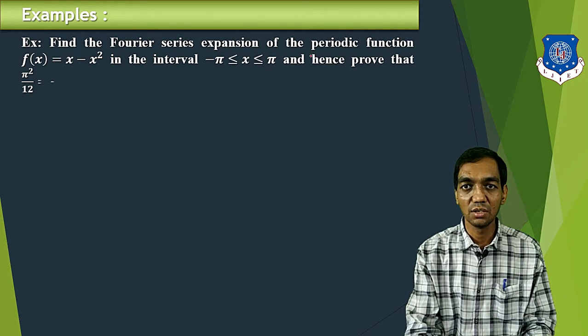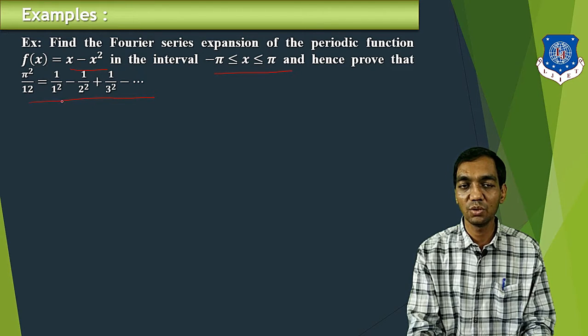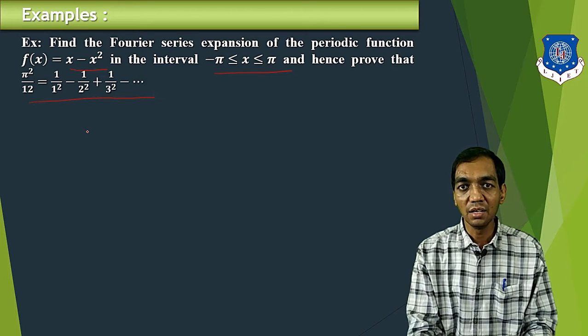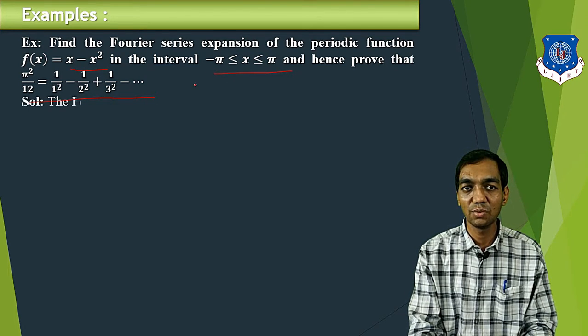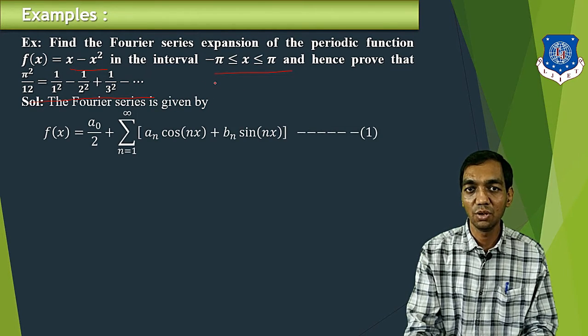Find the Fourier series of the periodic function f(x) is equal to x minus x square on the interval minus pi to plus pi. And hence prove that pi square by 12 is equal to 1 upon 1 square minus 1 upon 2 square plus 1 upon 3 square and so on. Again, you have the interval from minus pi to plus pi. So if you put the value of L, then you will have pi minus minus pi is equal to 2L. And that will give you 2 pi is equal to 2L, so L is equal to pi.